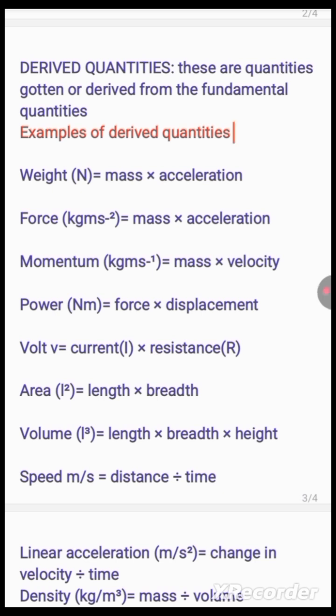Weight. Weight is the force or pull or attraction of a body by the Earth's gravitational pull towards its center. Weight is a derived quantity. It is gotten from the product of mass and acceleration. Basically, mass times acceleration is weight, and its unit is the Newton, derived from the product of mass times acceleration.